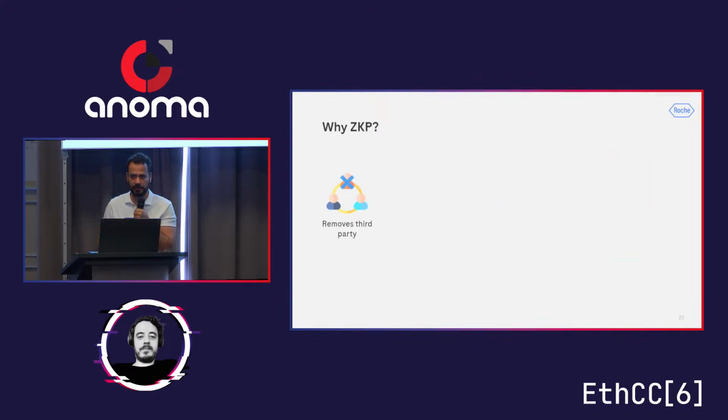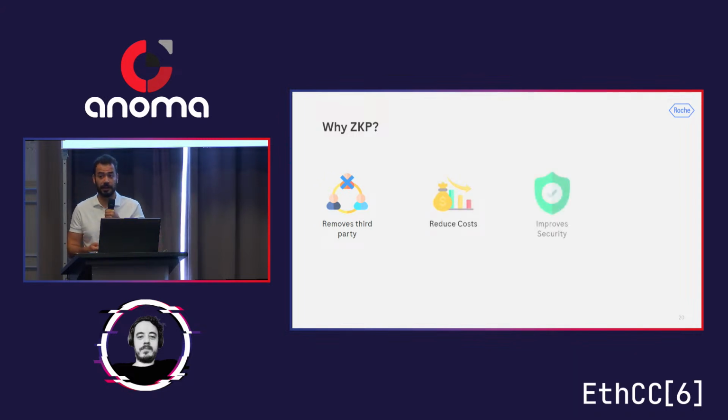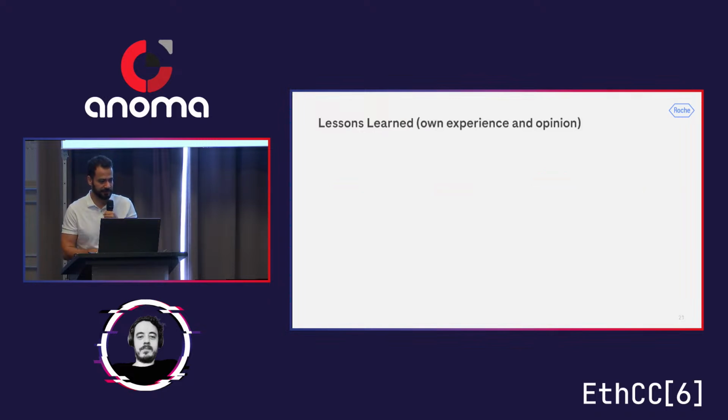So why do we need zero knowledge proofs for that? We want to remove third parties. At the same time, we'd like to reduce costs and improve the security and the ownership of data.